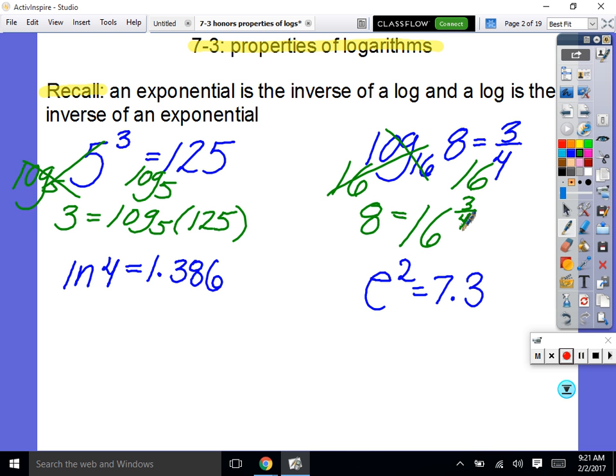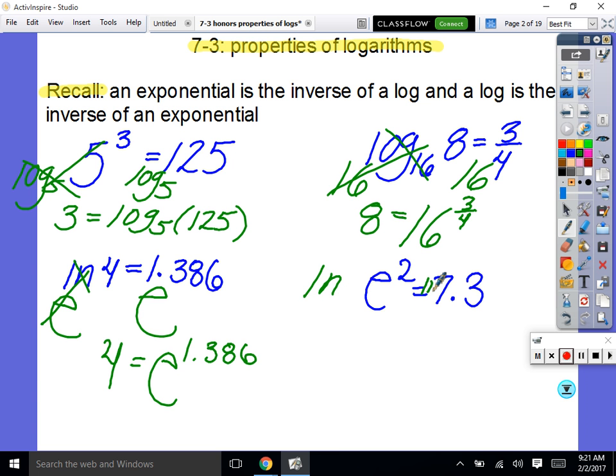All right, so ln of 4 equals 1.386. Notice we're not solving anything, it's just rewriting it as an exponential. So e undoes ln. So we have 4 is equal to e raised to the 1.386. We've just rewritten it as an exponential. If we want to do e and rewrite it as a log, we would do ln of both sides. So 2 is equal to ln of 7.3. All right.